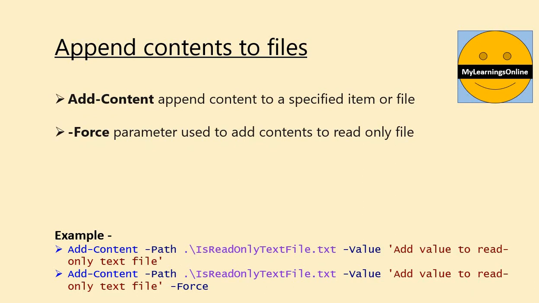The force parameter is used to add contents to read-only files. In this example, we can easily notice the use of the force parameter. In the first command, we are trying to add contents to a read-only file without the force parameter, and an error message is expected. In the second command, we are trying to add contents to a read-only file using the force parameter, and we should be able to add it successfully.